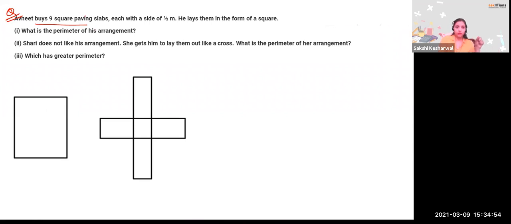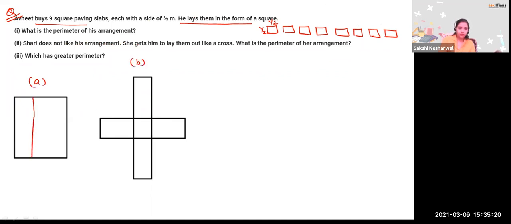The question says that Avneet bought 9 square paving slabs, each of side 1 by 2, like this: 1, 2, 3, 4, 5, 6, 7, 8, and 9. Now he lays them in the form of a square in 2 ways, right? So what is the perimeter of each arrangement? I say this is figure A and this is figure B.